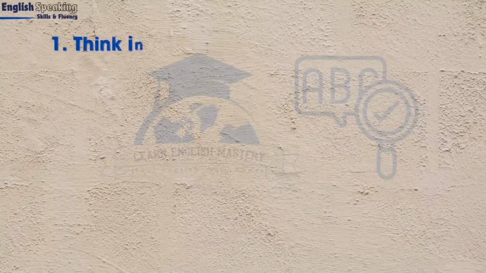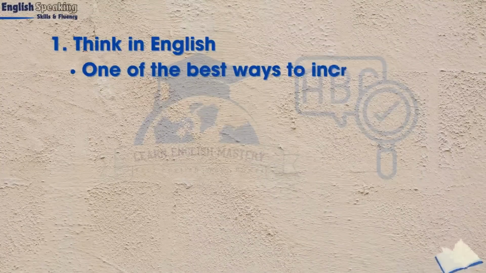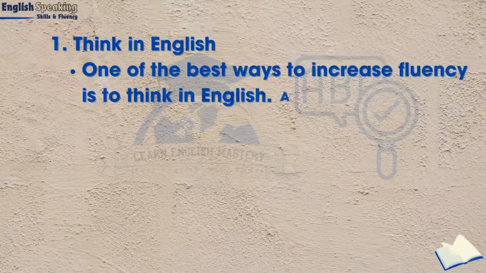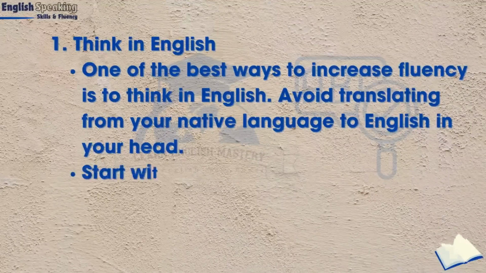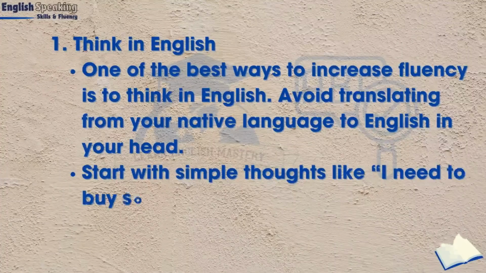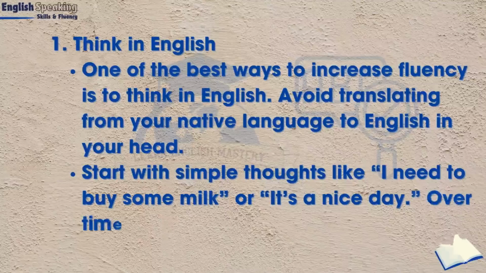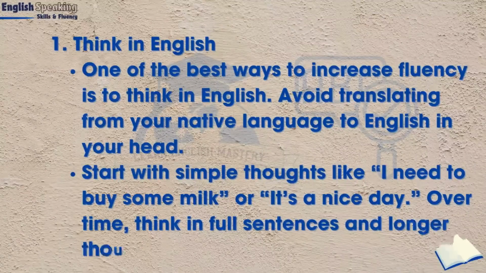1. Think in English. One of the best ways to increase fluency is to think in English. Avoid translating from your native language to English in your head. Start with simple thoughts like "I need to buy some milk" or "It's a nice day." Over time, think in full sentences and longer thoughts.